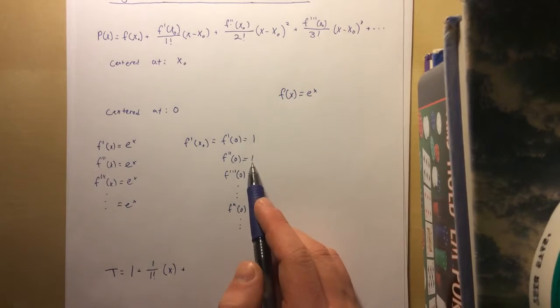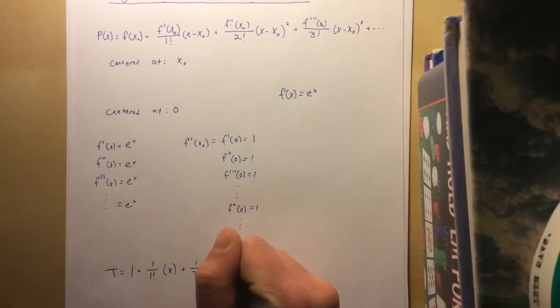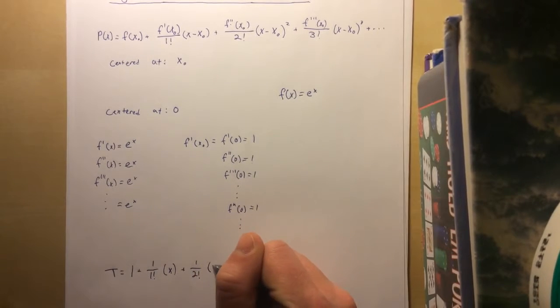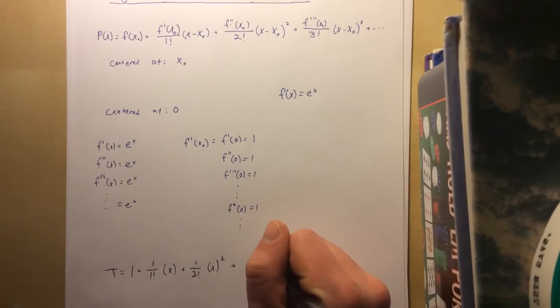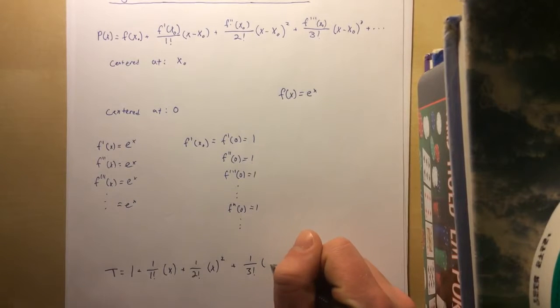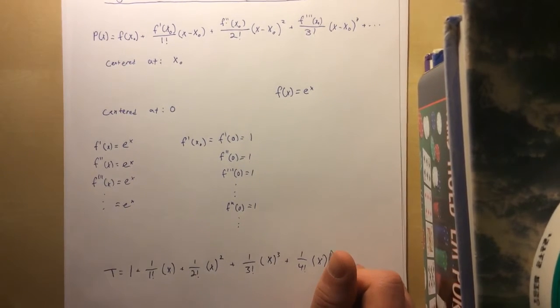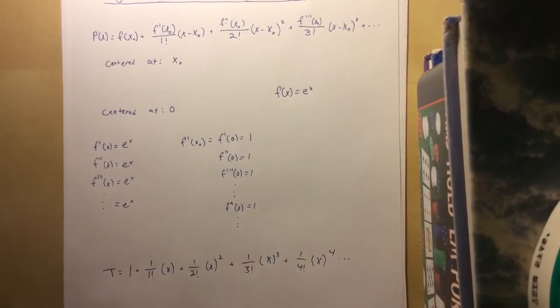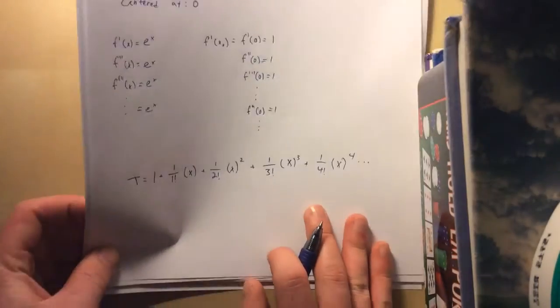Second derivative is 1 at x naught, which is 0, so we have 1 over 2 factorial times x minus 0, I guess, squared, plus 1 over, if we keep on doing that, 1 over 3 factorial times x cubed. And if you keep on going, you'll get these, and that'll go on forever and ever and ever. So let's write a general term.